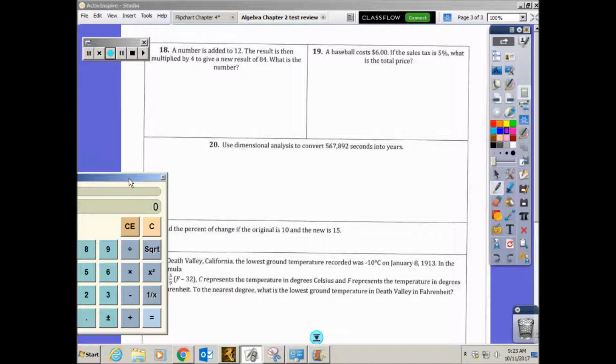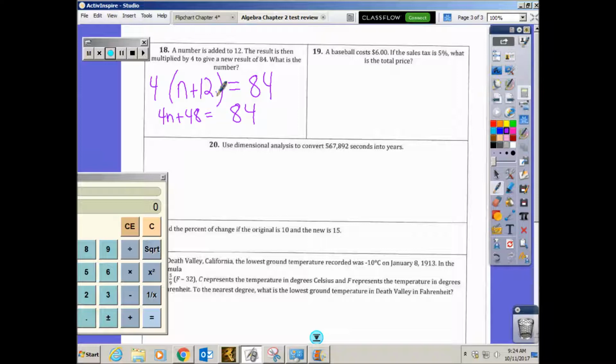Next problem. A number is added to 12. The result is then multiplied by 4 to give a new number of 84. So we have a number. We added 12. Whatever we get there is going to be multiplied by 4. And we're going to get 84. So now we can solve this. 4 times n is 4n. 4 times 12 is 48.